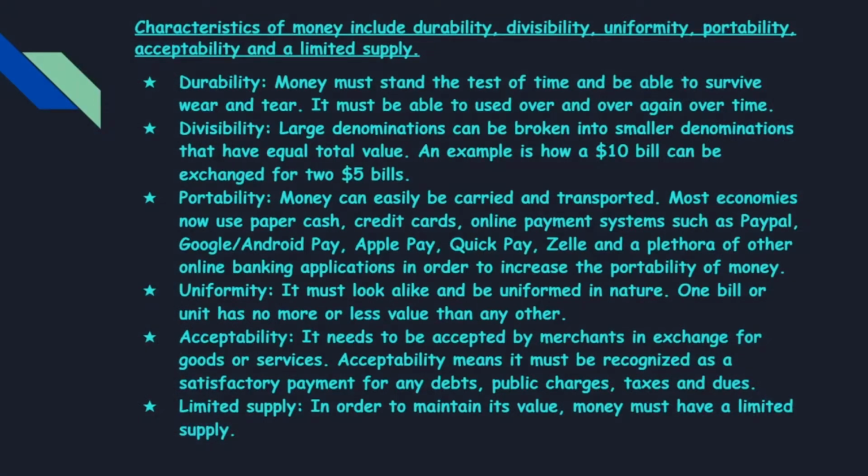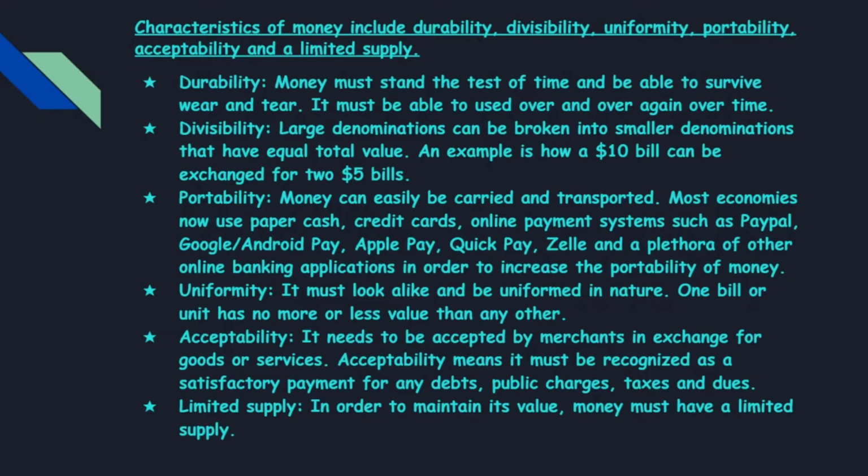The characteristics of money include durability, divisibility, uniformity, portability, acceptability, and a limited supply. Durability means that money must be able to withstand the test of time and normal wear and tear. Divisibility means that large denominations can be broken into smaller ones. An example is how a $10 bill can be exchanged for two $5 bills. Portability is very important for money. It must be able to be easily carried and transported.